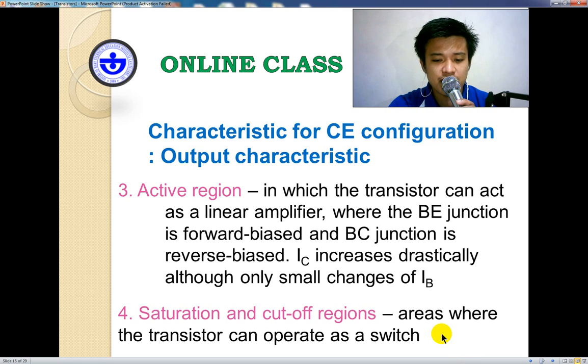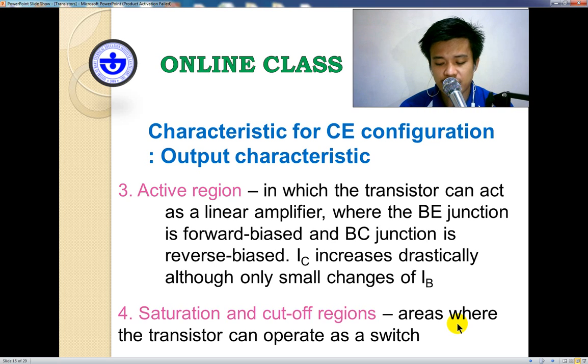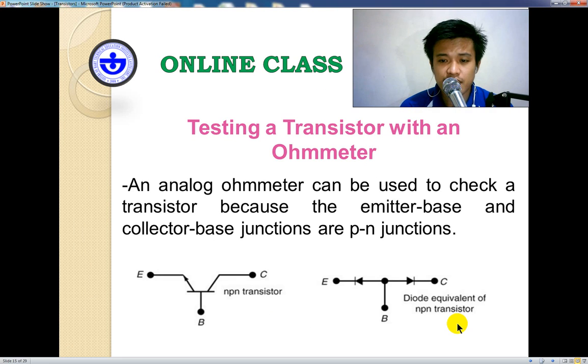So that's how the saturation and cutoff regions work. It acts like a switch, because the main purpose of a switch is to turn on and off. Okay, so I hope that is clear to everyone. The next part we have here is testing a transistor with the ohmmeter.